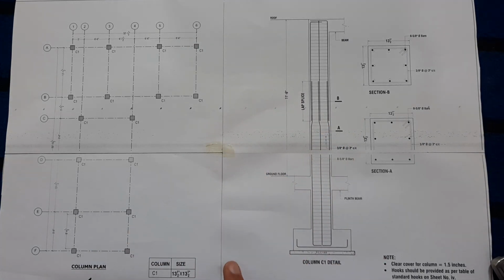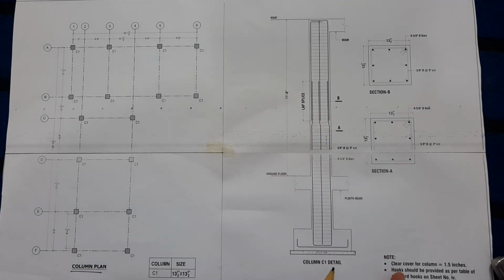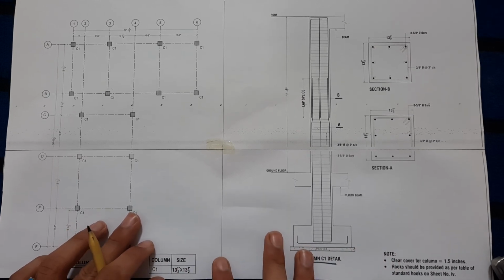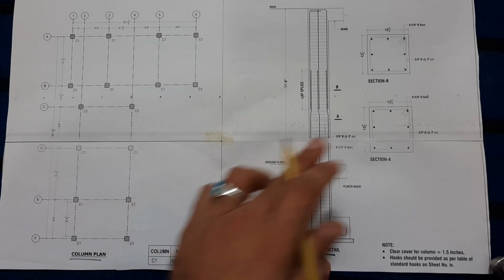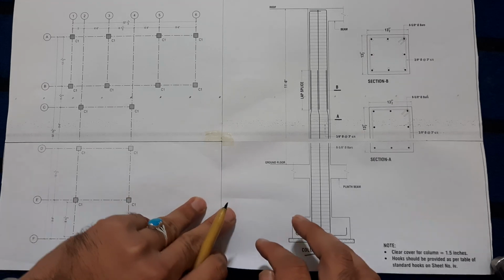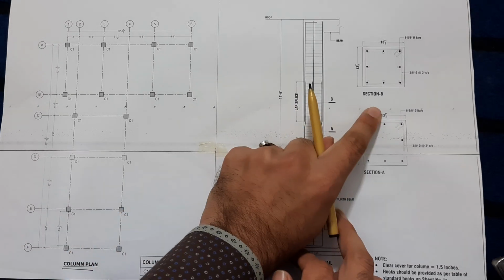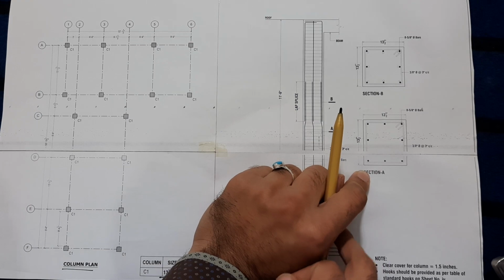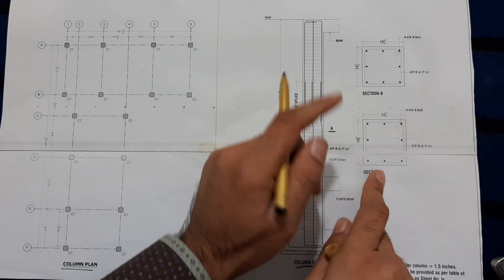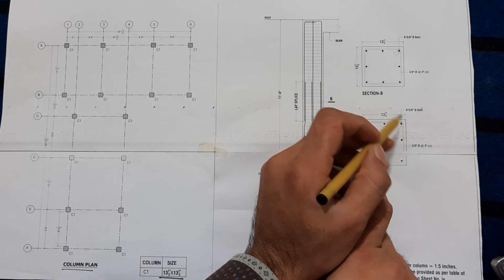Guys, here you can see this is column plan and this is the column detail. First of all, I will tell you about the size of column. The size of this column is C1 column. So C1 column size is 13.5 inch by 13.5 inch. You can see the section, and in the section we have the column size 13.5 by 13.5 inches.